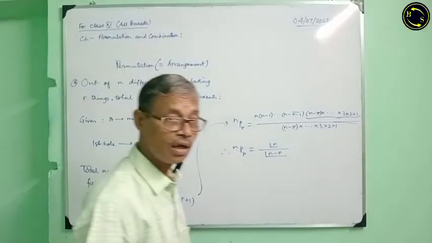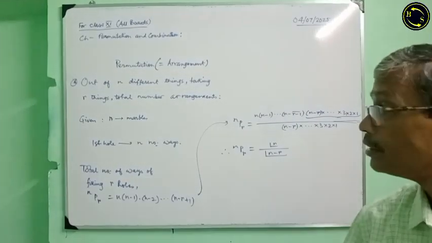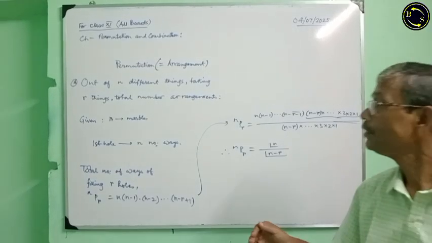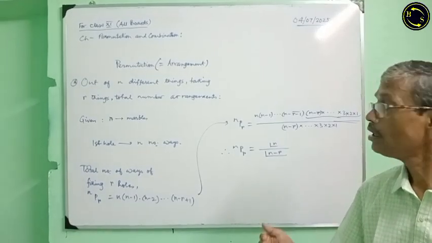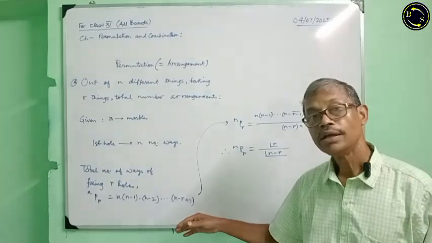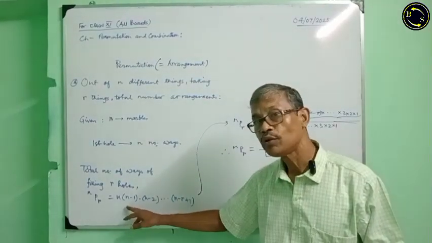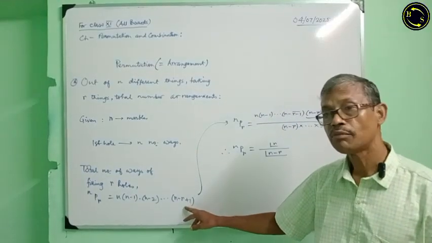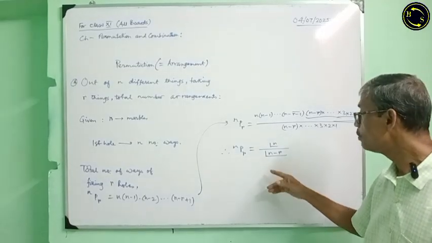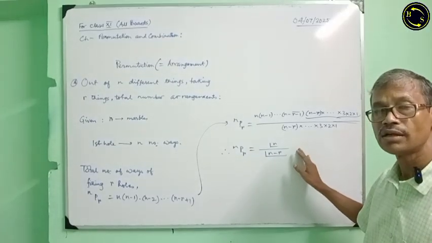Thus, let me sum up. If n different things are there, taking r things at a time, if we arrange, total number of arrangements will be, in symbol, nPr, and its value will be n into n minus 1 into n minus 2 dot dot dot n minus r plus 1. If we express that in factorial form, that is equal to factorial n divided by factorial n minus r.